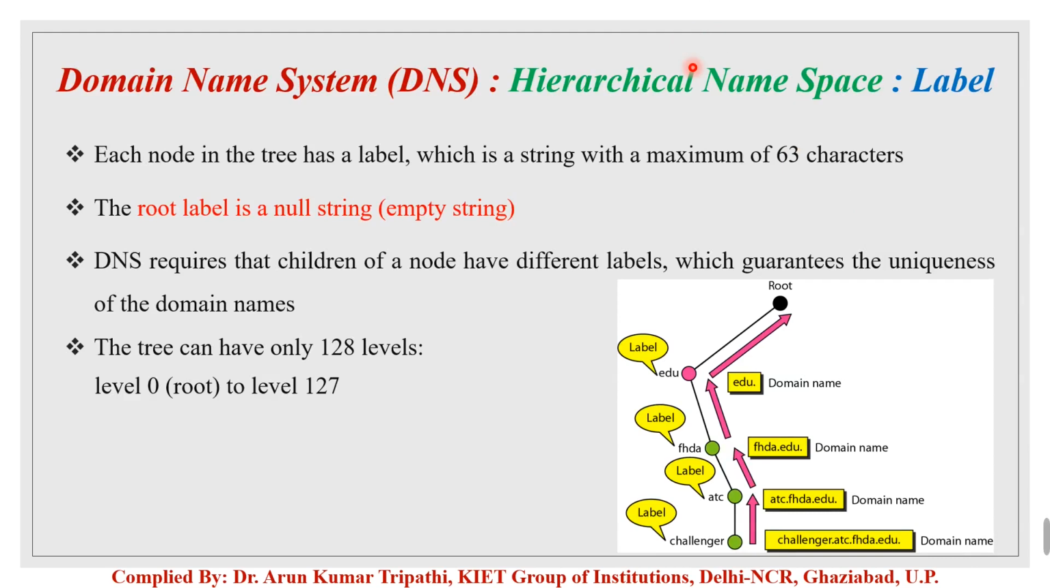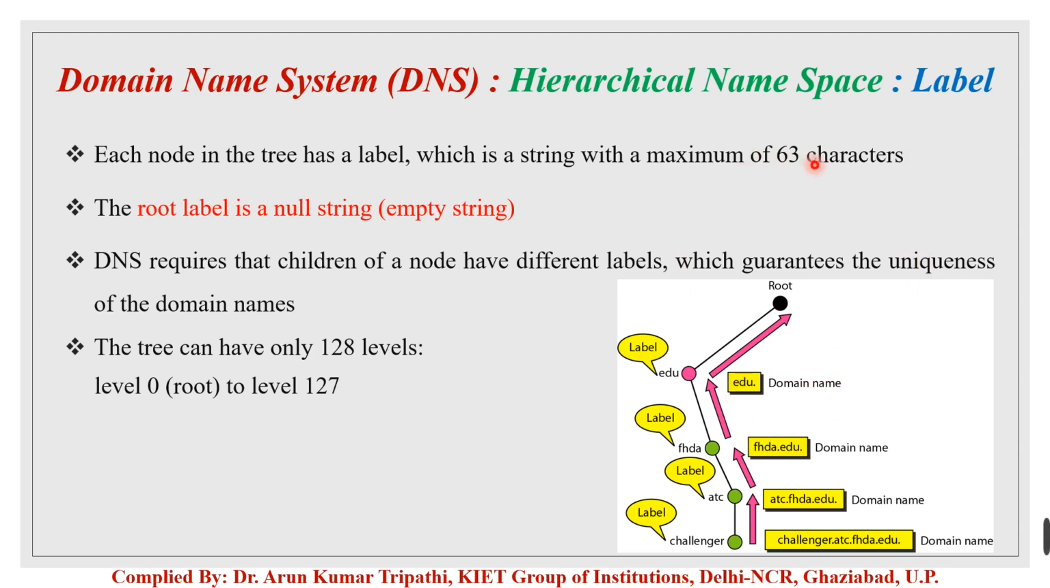Hierarchical namespace. At the top level, there is a root. Then at level 1 is the organization name or organization type. Then the domain name second part, then the domain name third part, and so on. Each domain in the tree has a label. This is a domain, for example, .edu, .fhda.edu, and so on. So each has a label.